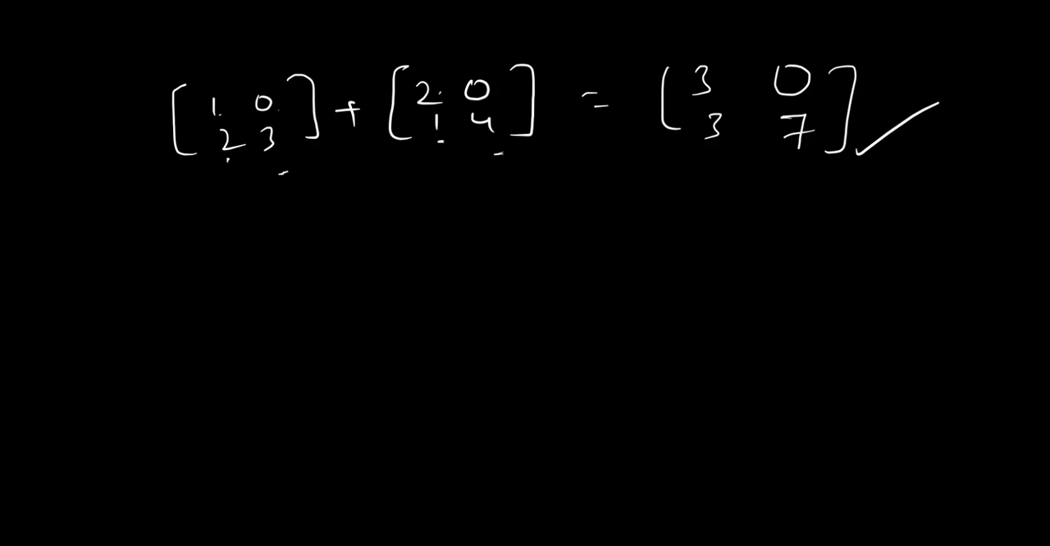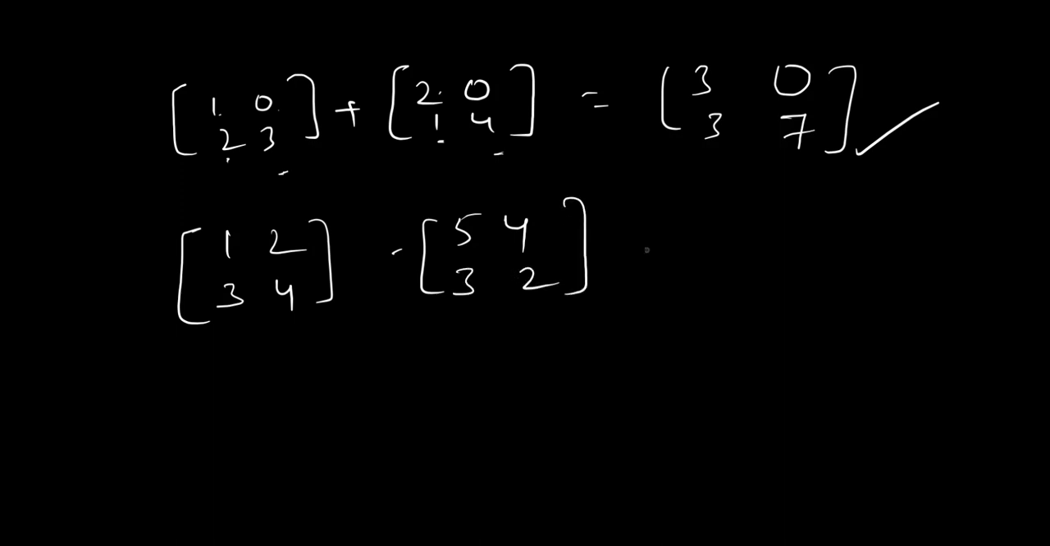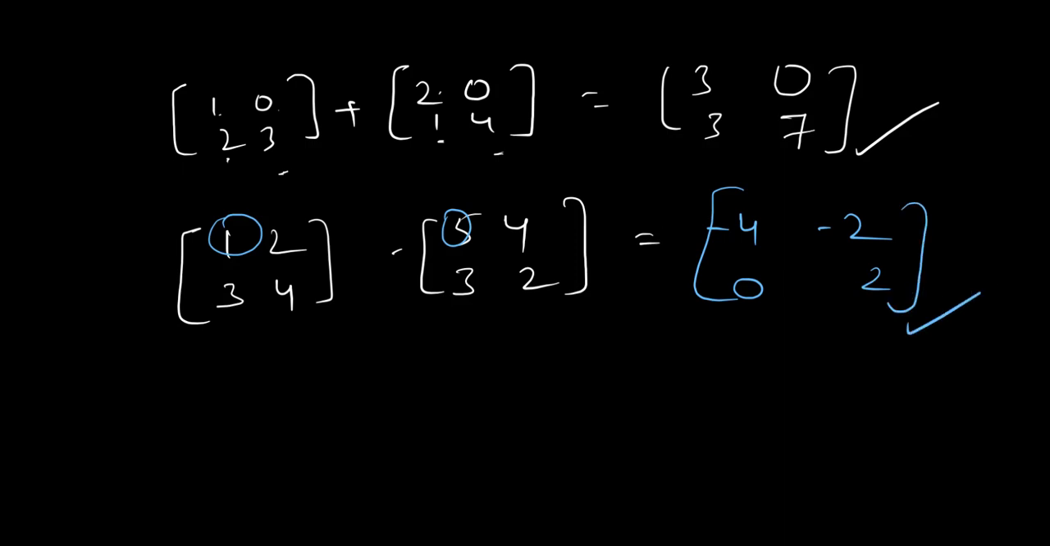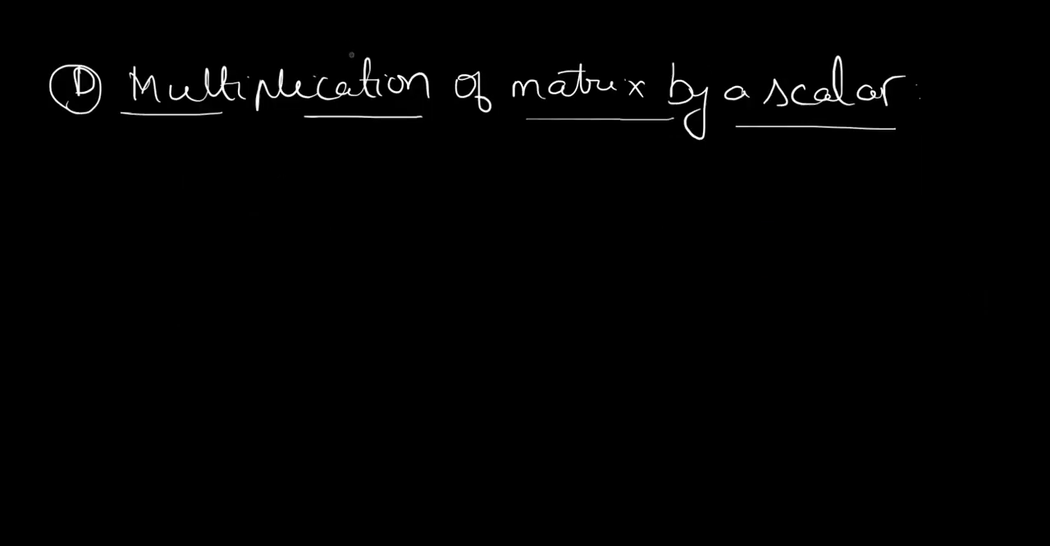If we take subtraction, we take 1, 2, 3, 4 minus 5, 4, 3, 2. I'm changing the color so that I can understand clearly. 1 minus 5 is going to be minus 4. 2 minus 4 is going to be minus 2. 3 minus 3 is going to be 0. 4 minus 2 is going to be 2. I know this is easy, but I'm saying it because it could be some sort of basics. Let's go ahead. Multiplication of matrix by a scalar.